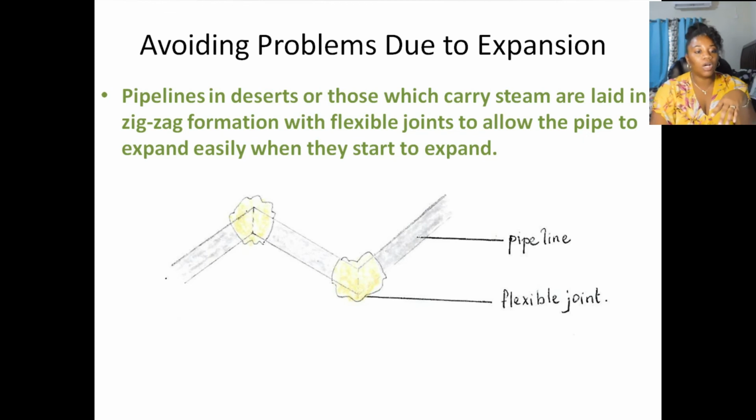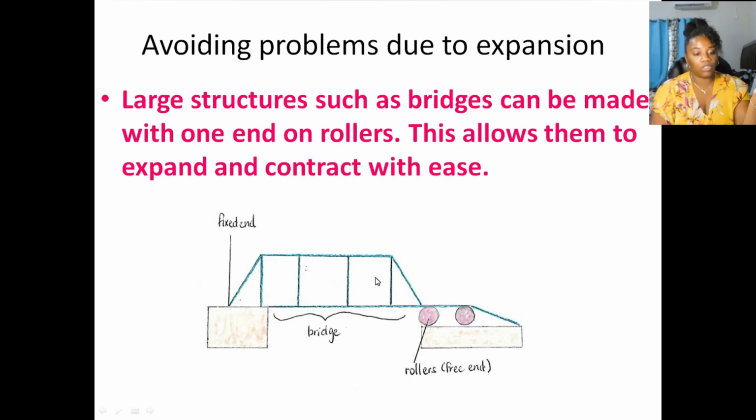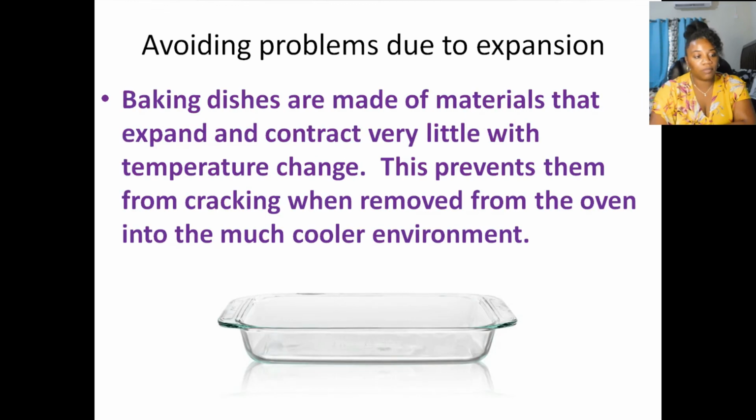Pipelines in deserts, those which carry steam, are laid in zigzag formation with flexible joints to allow the pipe to expand easily when they start to spread apart. So there is flexibility allowed for the pipeline to expand once it gets hot. Now, large structures such as bridges can be made with one end on rollers. This allows them to expand and contract with ease.